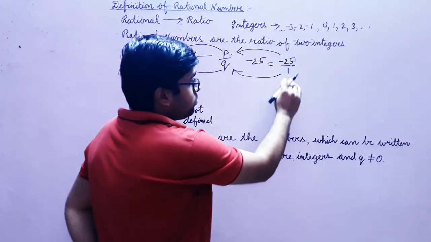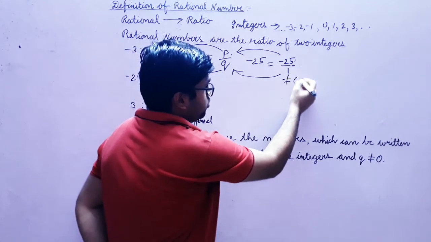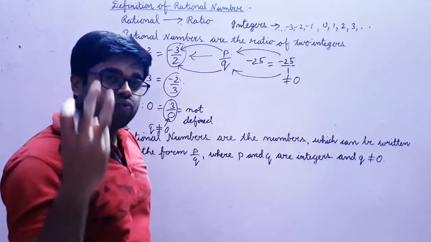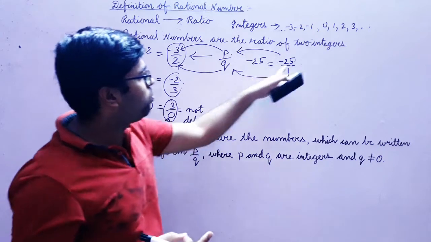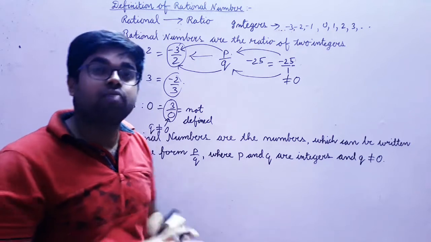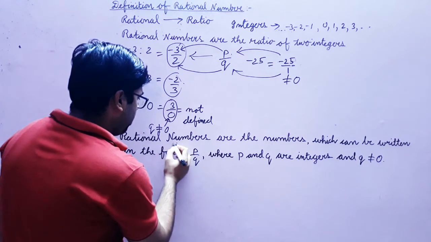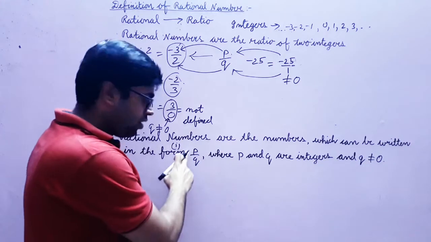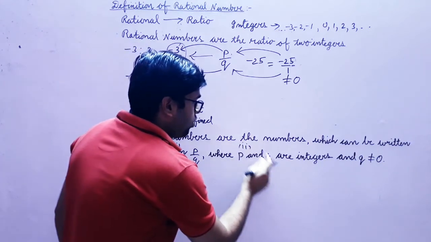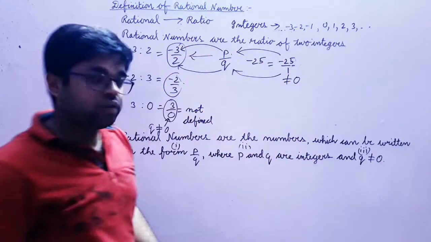Is q equal to 0? The number written downside, q, is it equal to 0? No, it is not equal to 0. So we have satisfied all the three conditions for a number to be a rational number. What are the three conditions? First condition: it can be written in the form of p by q. Second condition: p and q are integers. Third condition: q should not be equal to 0.